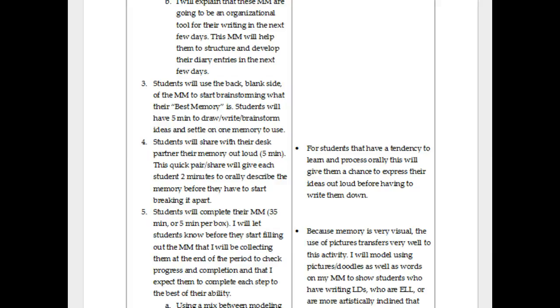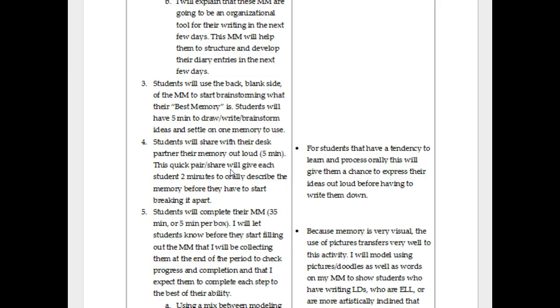All right, so brainstorming what the best memory is, 5 minutes to draw, write, brainstorm. So I'm glad you're walking them through some pre-writing. Share with their desk partner their memory out loud. Oh, I like your differentiation over here. The fact that you've noted that this is a differentiation.